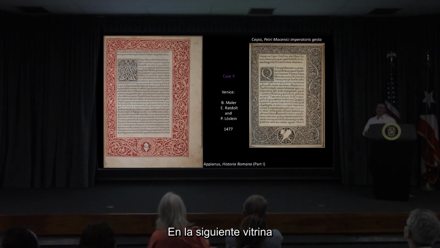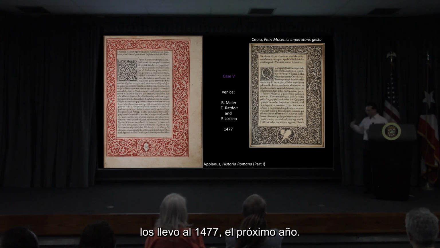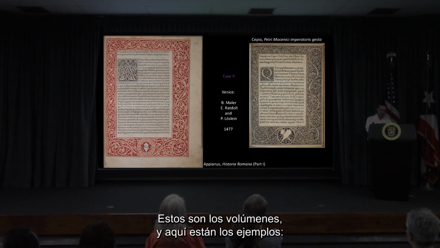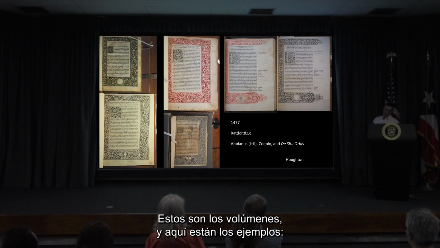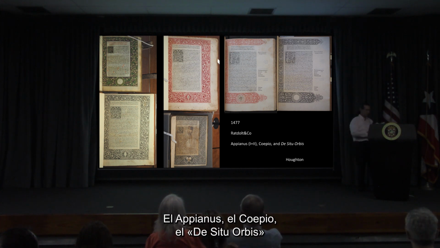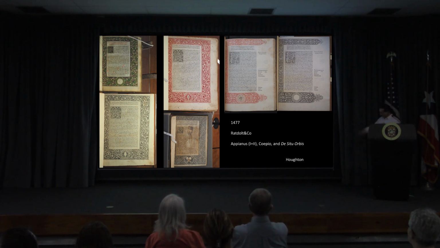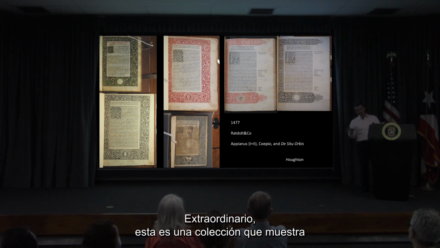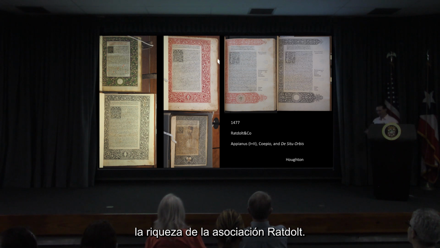Next vitrine, I take you to the 1477, so the next year. The partnership, and these are the volumes there. The partnership produced 3 books. Here I give you the examples. The Appianus, the Cepio, the Situs Orbis, by Dionysius. Here we have the Appianus and the Cepio. Remarkably, very few collections have that kind of richness of Ratdolt partnership.